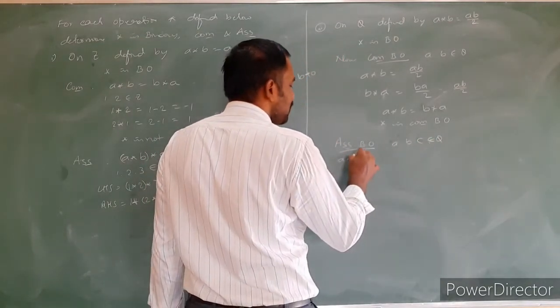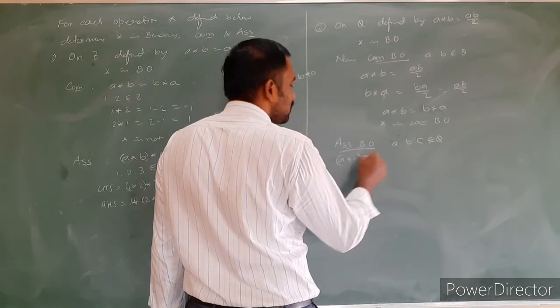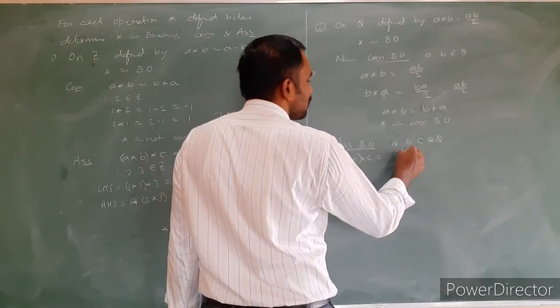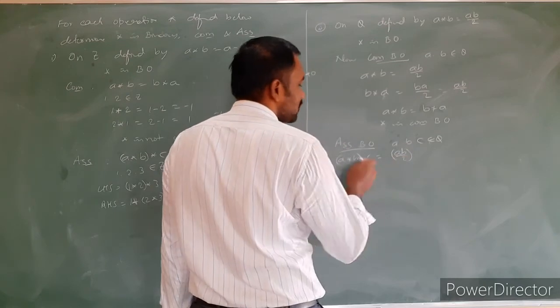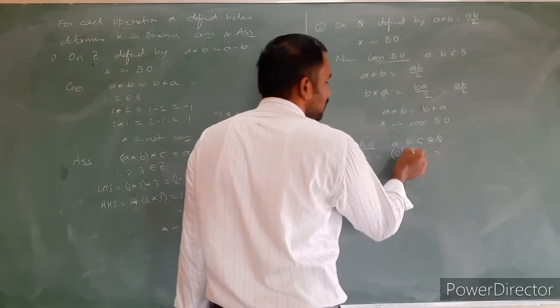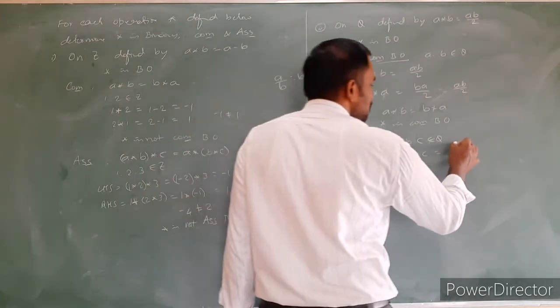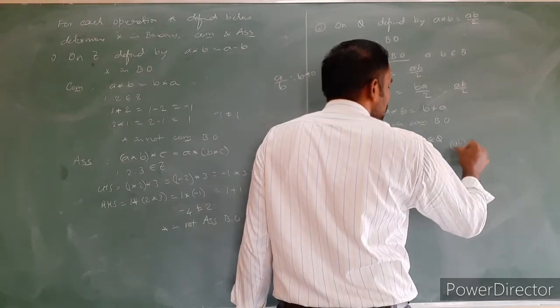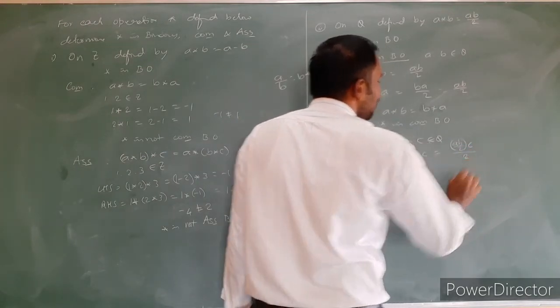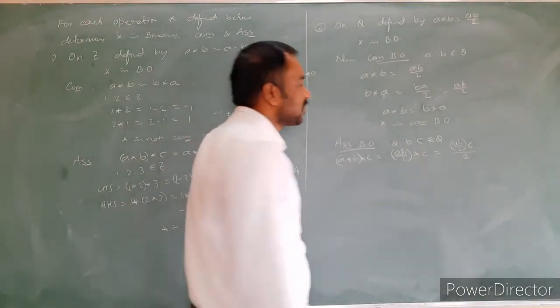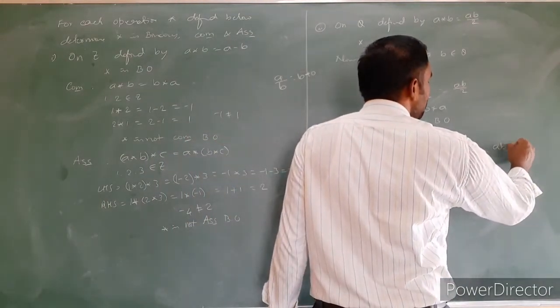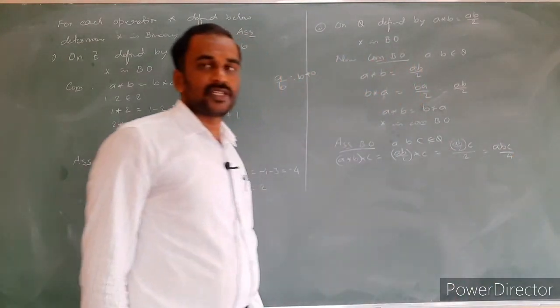LHS part, A star B star C is equal to, what is A star B? AB divided by 2, then star C as it is. Now it is of the form AB, which is nothing but AB into C divided by 2. Check it according to the definition. Now what can we write? ABC divided by 4. Check it.